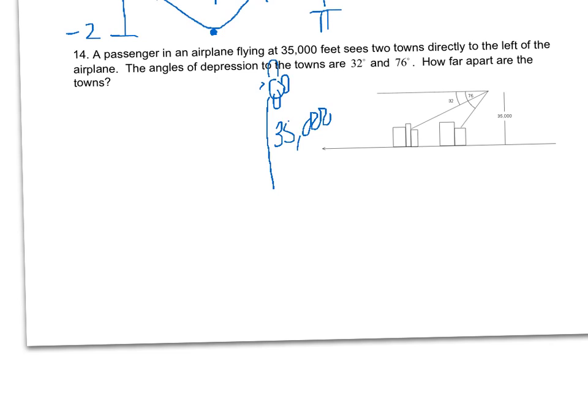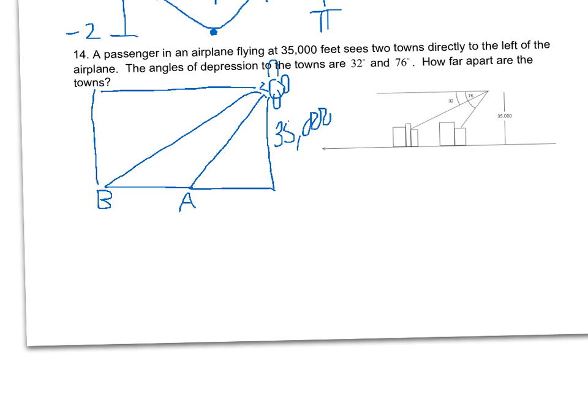Flying at 35,000 feet, a plane sees a town, we will call it town A. And then it sees another town, B, off in the distance. And the town B that he sees off in the distance has an angle of depression. Angles of depression go down.